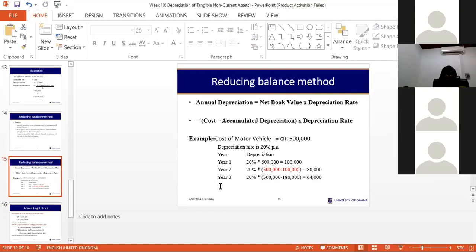Okay, if we're doing year 4, everybody should calculate year 4. Let's do it quickly in a minute. This one shouldn't take us too much. Year 4. What will be our depreciation? Who will give us the figure for year 4?